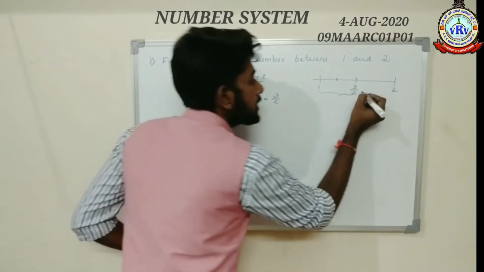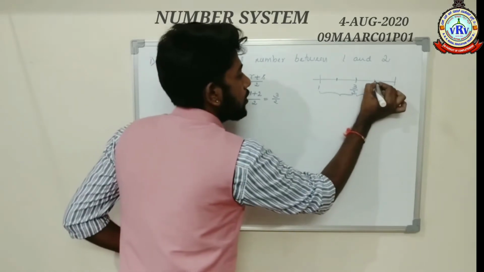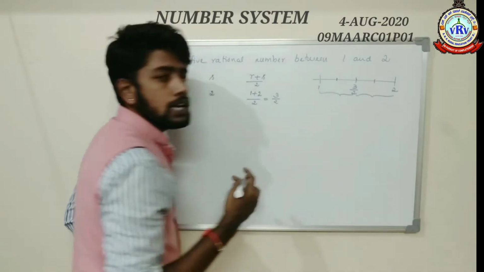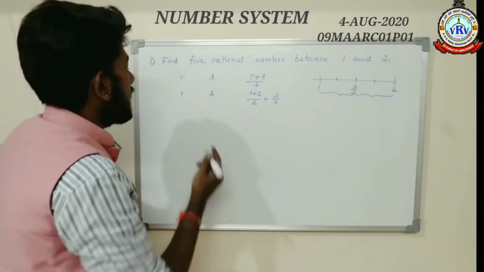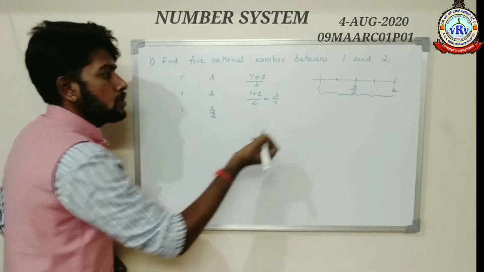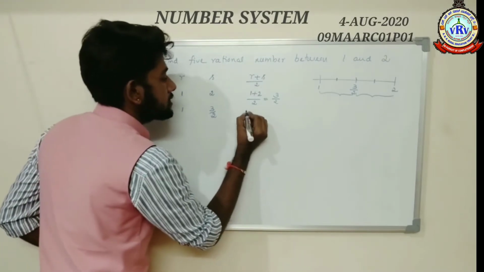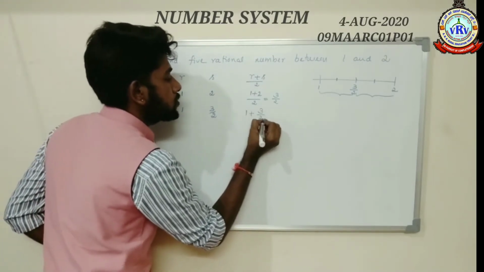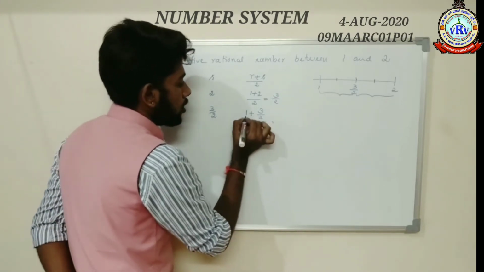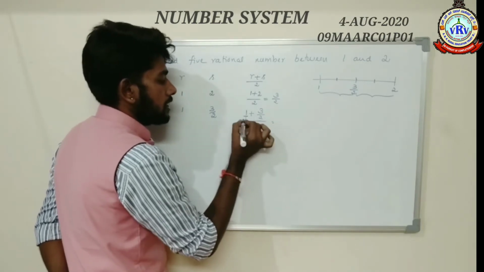Correct. If I get the middlemost number between 3 by 2 and 2, it will come around here, which is also a rational number between 1 and 2. So I am taking r as 1 and s as 3 by 2 to get this number. Okay, how to get this? 1 plus 3 by 2, whole divided by 2.